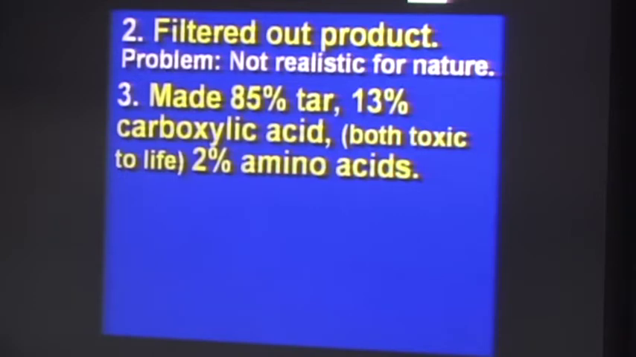Now, both of those are poisonous to life. If you make a mixture that's 98% poisonous to the other 2%, I don't think it's logical to say you've succeeded in creating anything that's going to help make life, okay? The problems are he made mostly only 2 amino acids. There are 20 different ones required to make life.